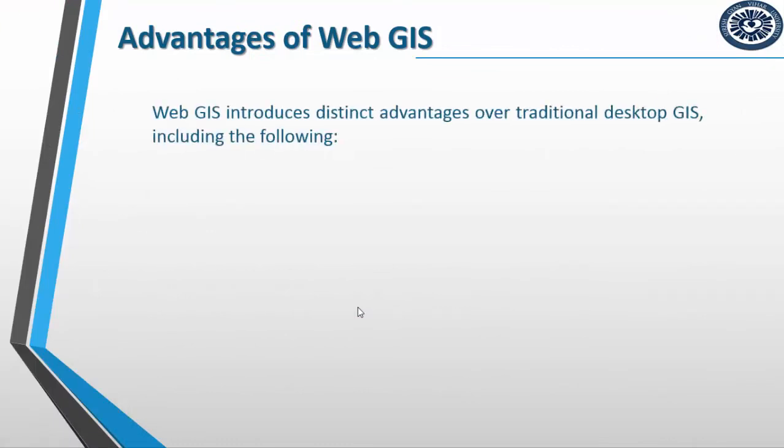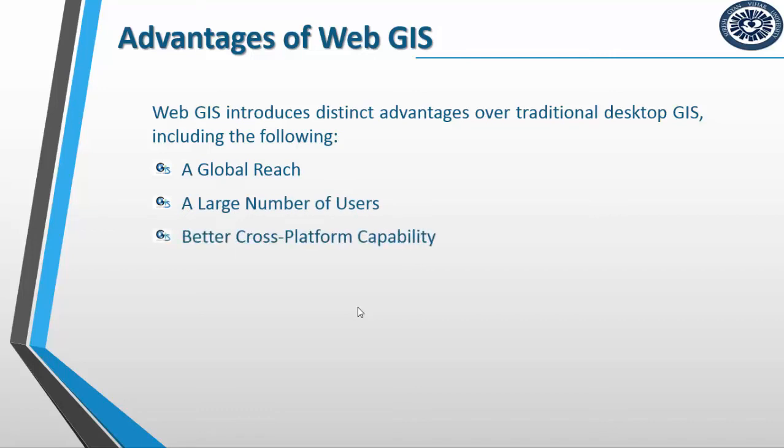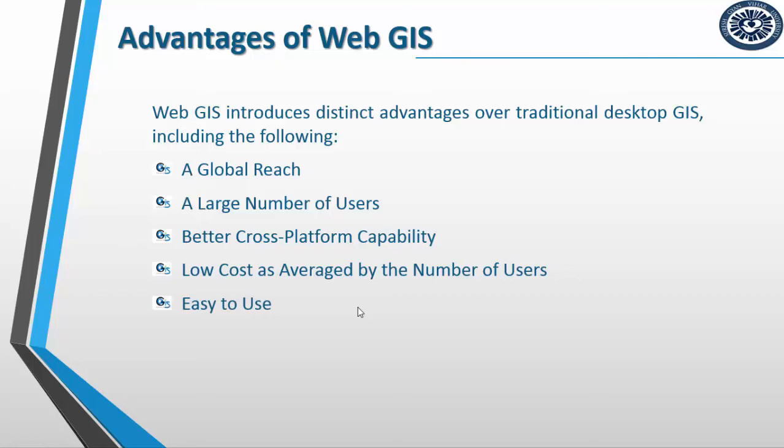WebGIS introduces distinct advantages over traditional desktop GIS, including the following: a global reach, a large number of users, better cross-platform capability, low cost as averaged by the number of users, easy to use, unified updates, and diverse applications. So now let's discuss each advantage separately.